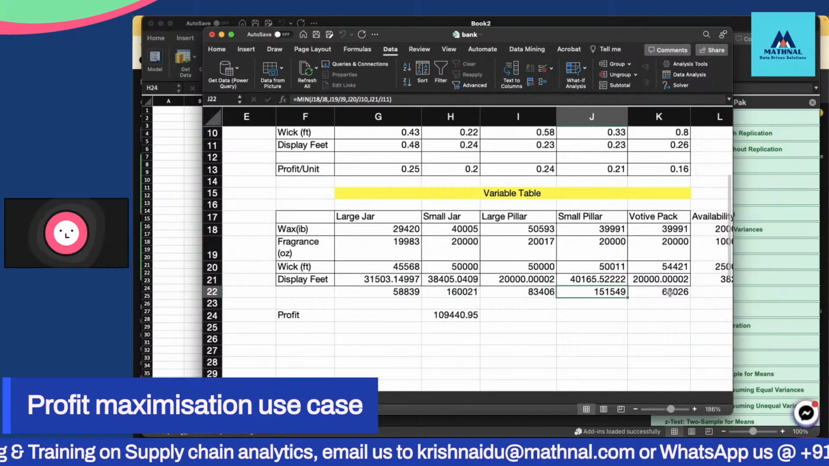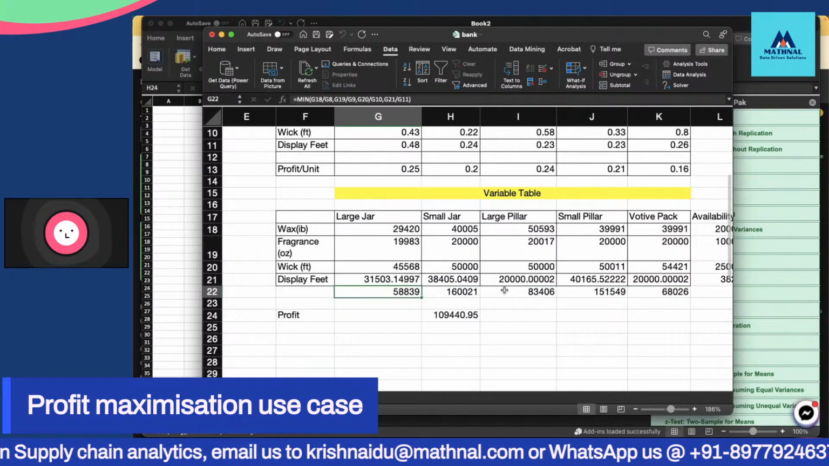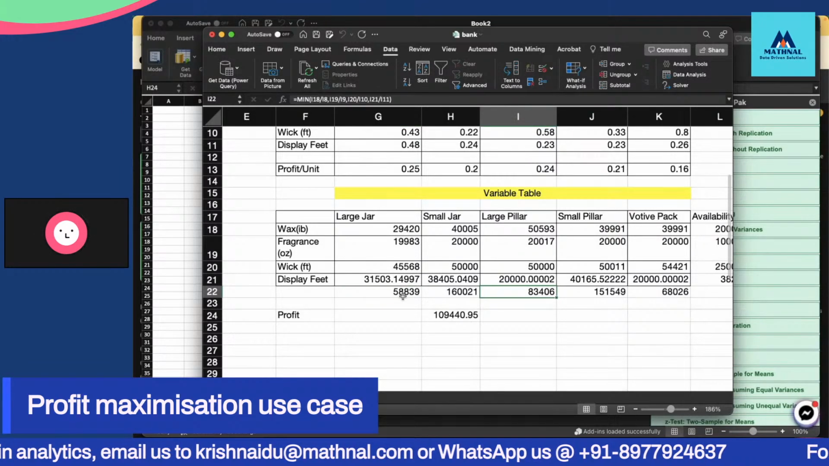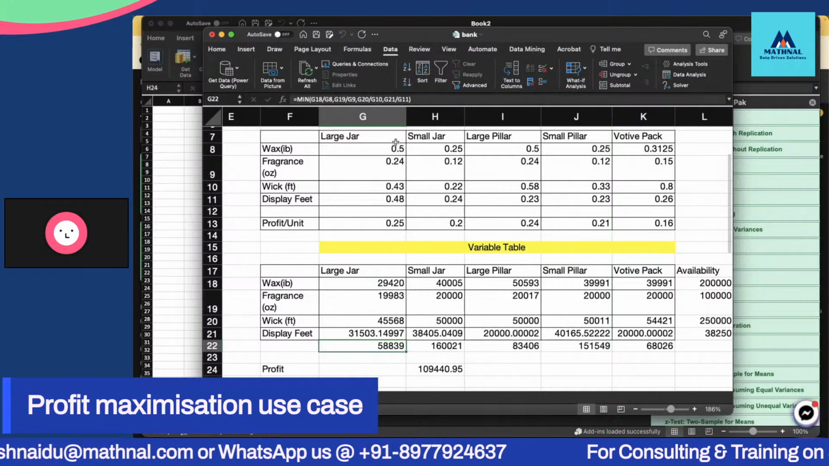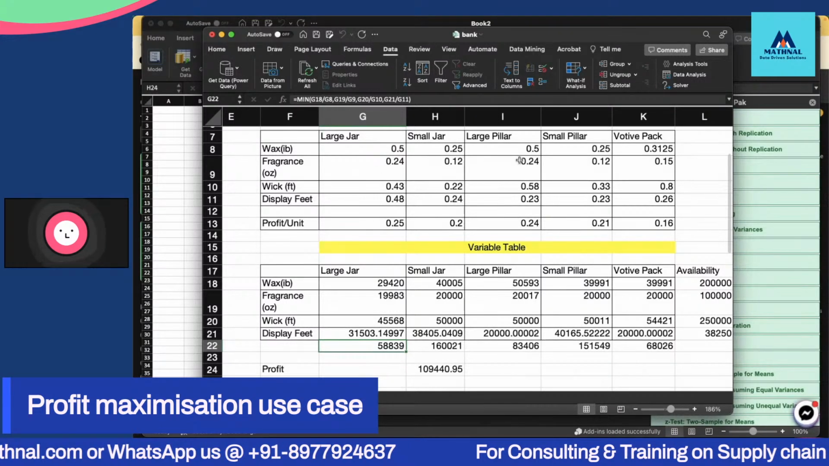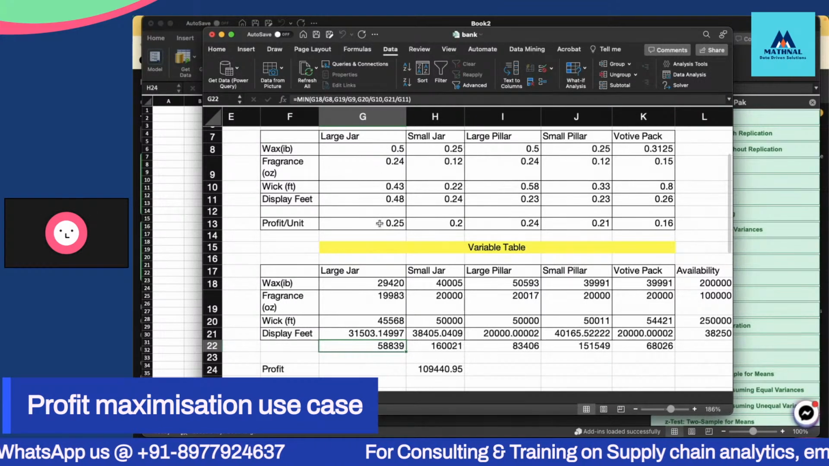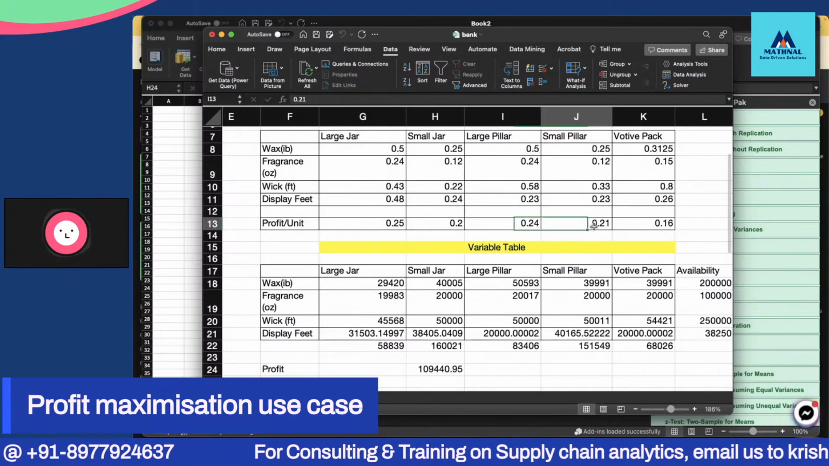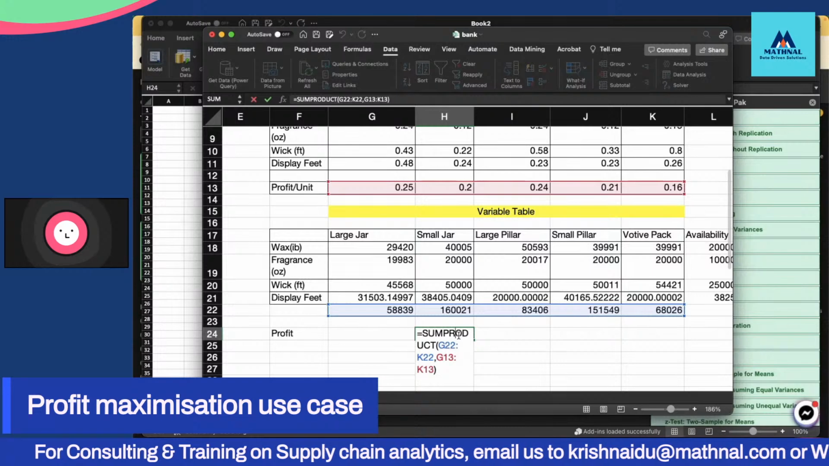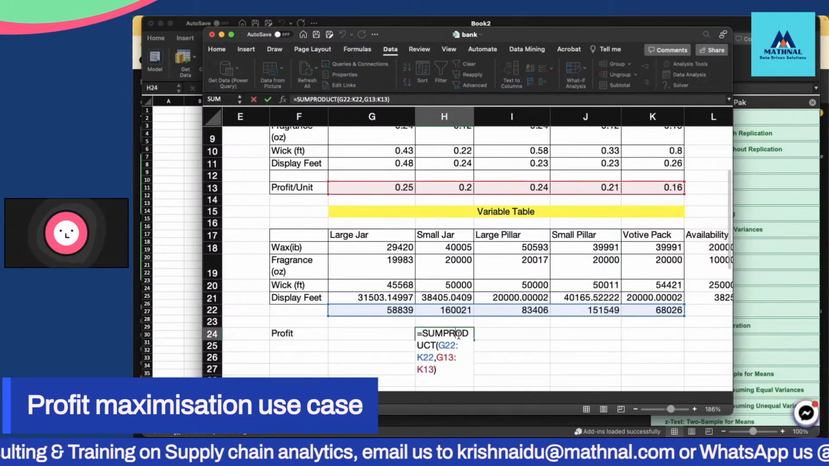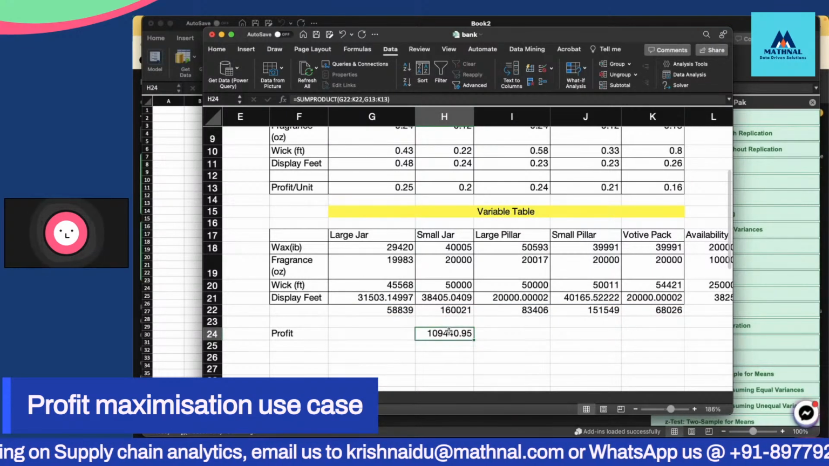And this is what we got, the products which we can manufacture, and these products we have to multiply with this profit units. That is what we are doing here, right? And this is getting minimized.